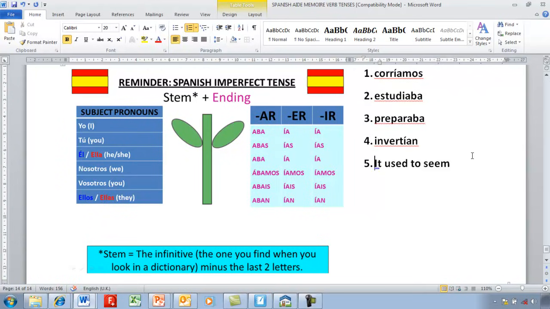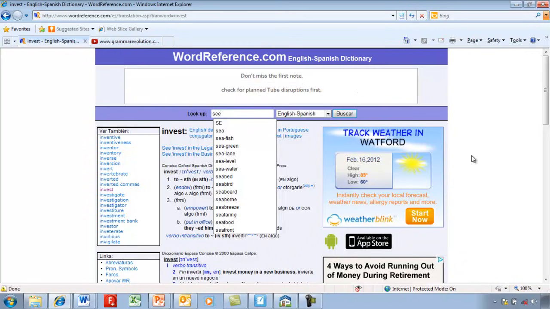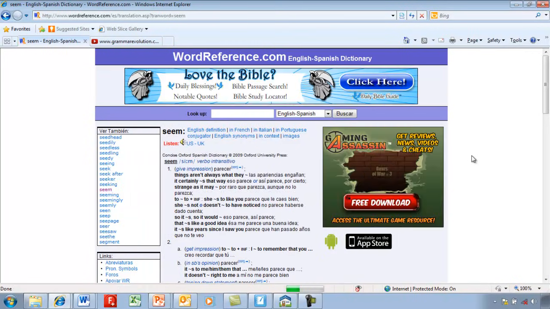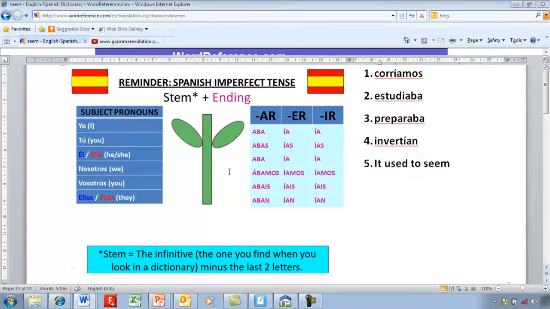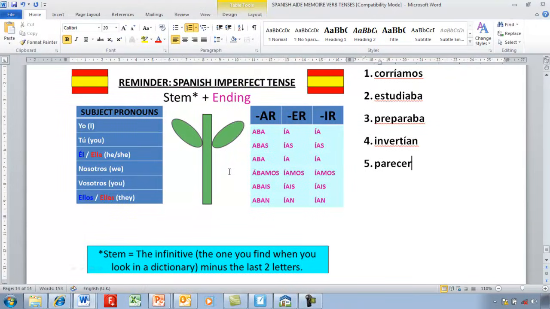Finally, it used to seem. So we need to look up seem, which as we can see here, to seem, will give the impression, parecer. Now, because it used to seem, we've got to ask which subject pronoun would be appropriate. And with it would be él or ella. So we would use the él and ella ending. Take off the ER and add I accent A.